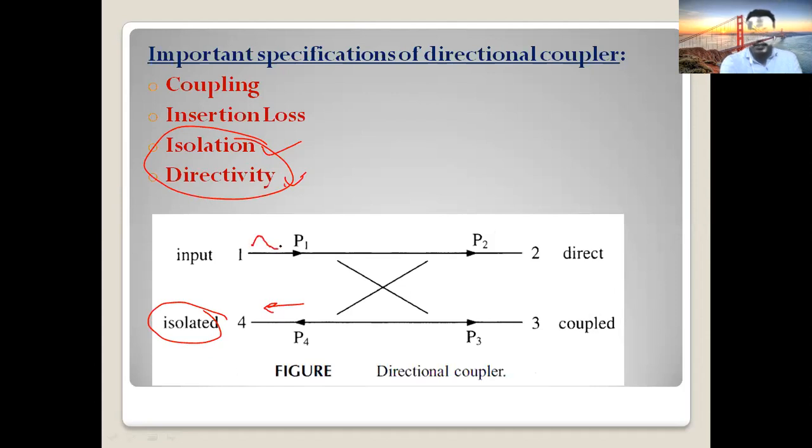The two factors, isolation and directivity, determine how much power goes in the isolated direction. As you see, the signal transmits here. When it reaches here, it's divided into two. One goes to the coupled port, another continues directly, right? The coupled signal must always go in only one direction. If it goes in the wrong direction, we call it isolation or directivity. So let me explain this using an example.